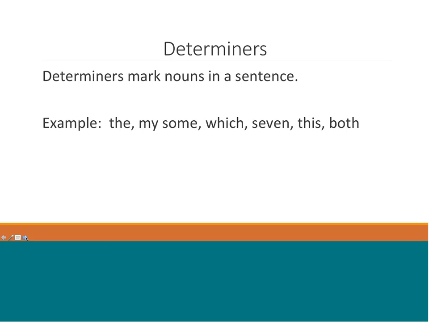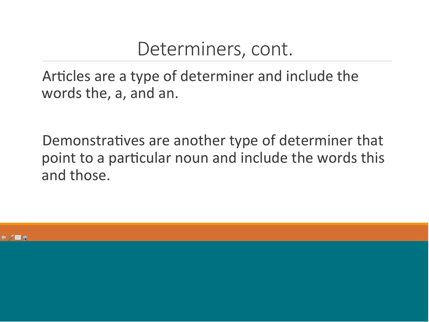All right, determiners mark the nouns in the sentences. So the, whoops, I made a grammar mistake. My, some, which, seven, this. So that would be like my dog or which book. More determiners are articles and demonstratives. Articles are a type of determiner and include the words the, a, and an. And demonstratives are another type of determiner that point to a particular noun and include the words this and those.